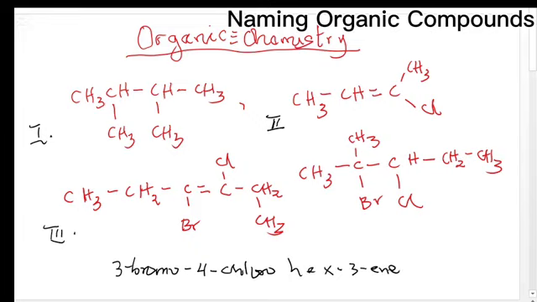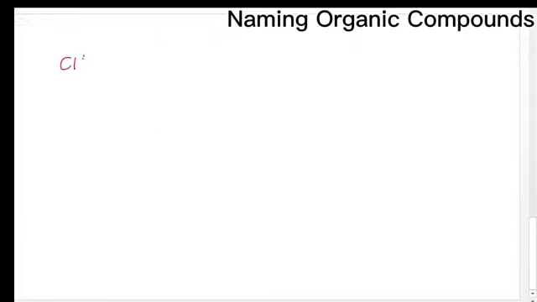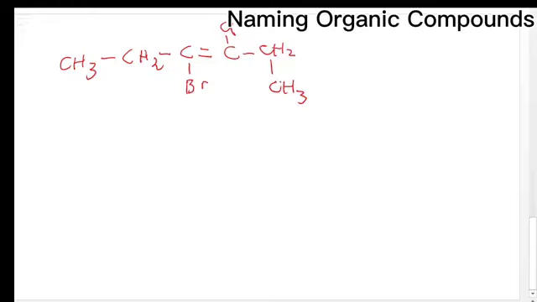Okay, let's see if that is correct. I'm going to do it right from where we have the slide. So let's identify the longest carbon chain. 1, 2, 3, 4, 5, 6. CH3, CH2, CBr, double bond, CCl, then CH2, then CH3. So this is what we have.